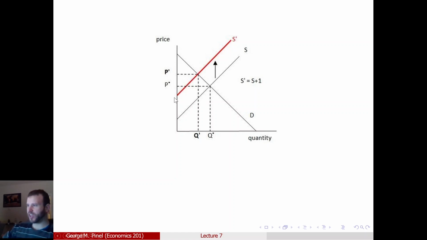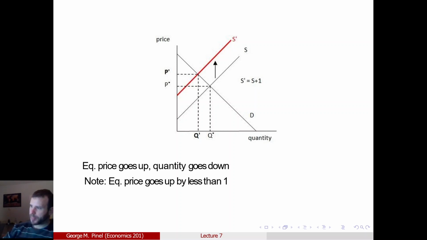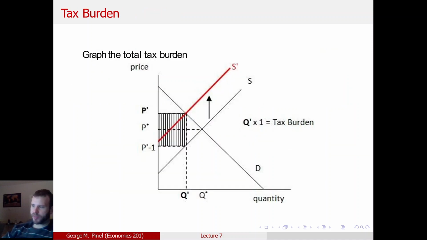And what this does is create a burden, so to speak, on both producers and consumers, where producers have to physically pay the tax, and consumers have to face an increase in the price that wouldn't be there in the absence of a tax. So consumers end up losing some consumer surplus, and producers end up losing some producer surplus as a result of the tax. We call that the tax burden.